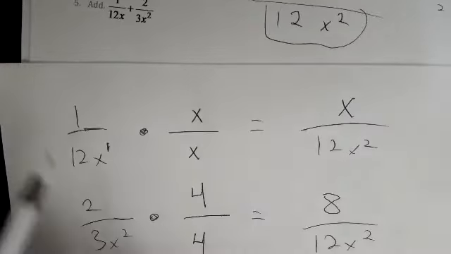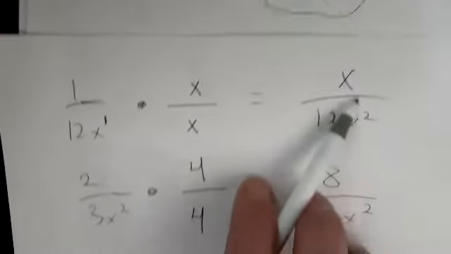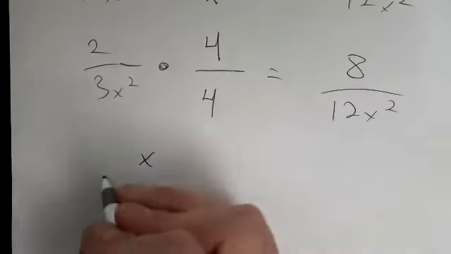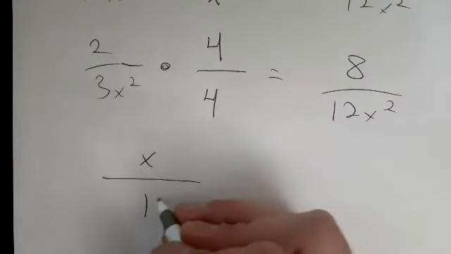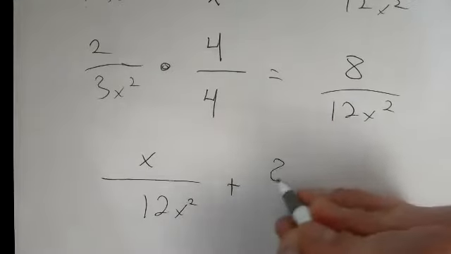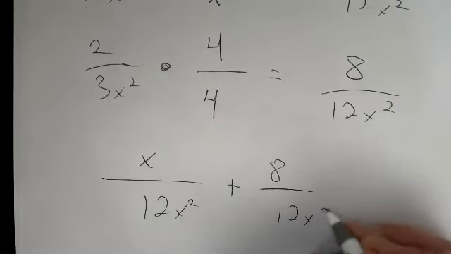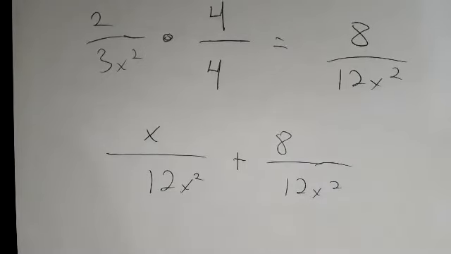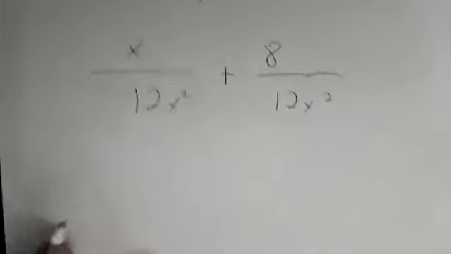Now the problem was this thing plus this thing. So I have an x over 12x squared, and I'm adding 8 over 12x squared. Here, it might be really tempting to want to reduce these things. Don't do that. They look weird, they look improper.